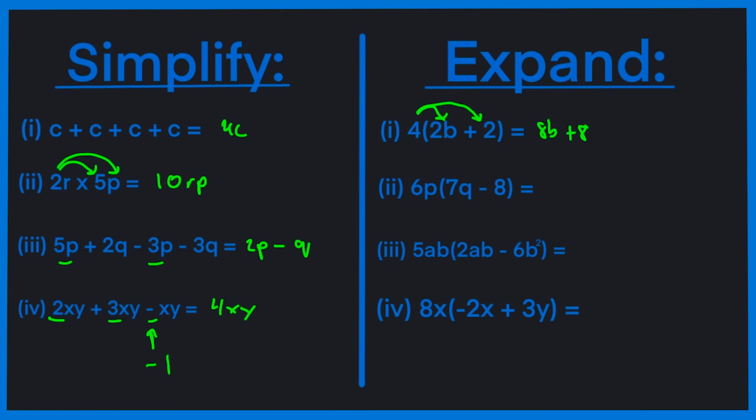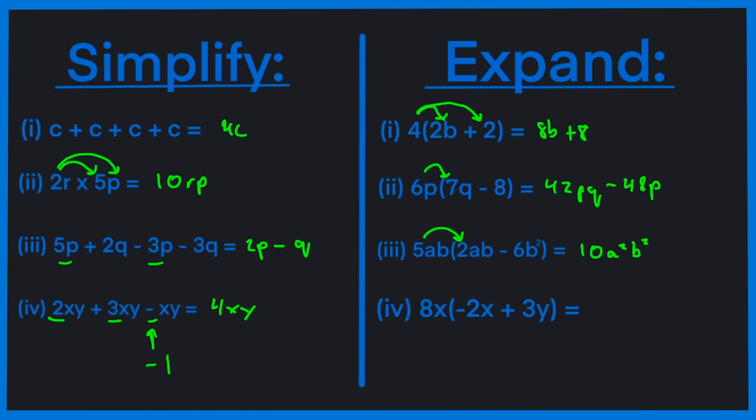For question 2, we do the exact same thing. So 6p times 7q is going to be 42pq, and then 6p times minus 8 is minus 48p. 5ab times 2ab, we can break this up into 5 times 2 first. So 5 times 2 is 10. Then ab times ab, well, that's just a times a times b times b. So a times a is a squared, and b times b is b squared.